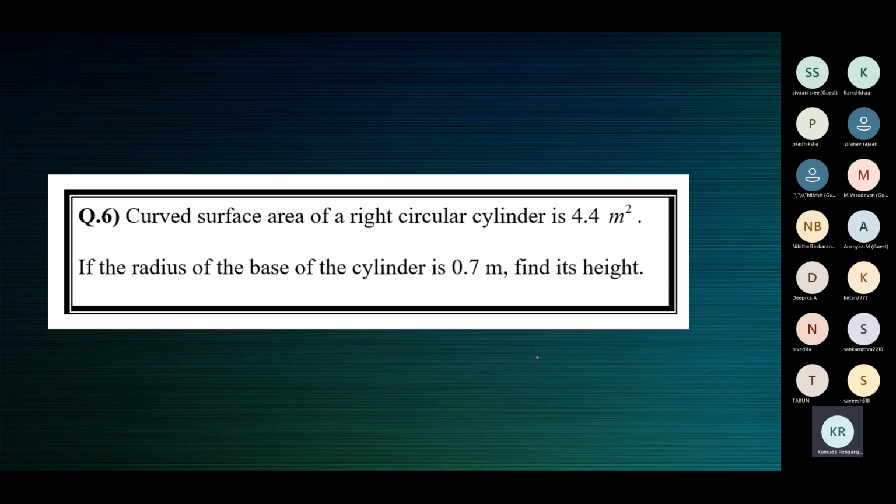Work this by yourself. Curved surface area of a right circular cylinder is 4.4 meters square. So that 4.4 meters square is the curved surface area. The radius of the base of the cylinder is 0.7 meters. Find its height. Very simple question.